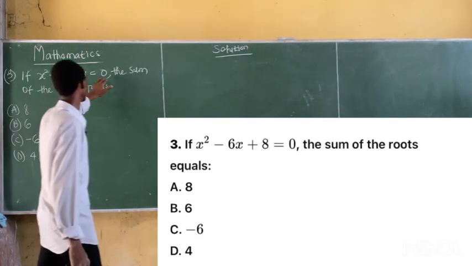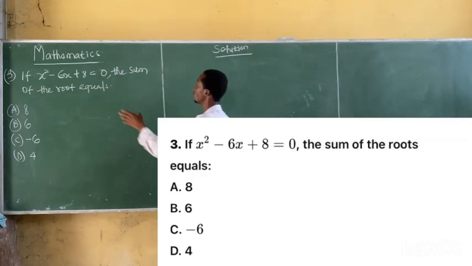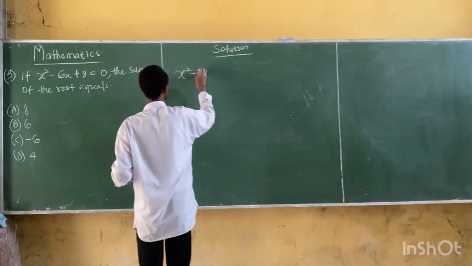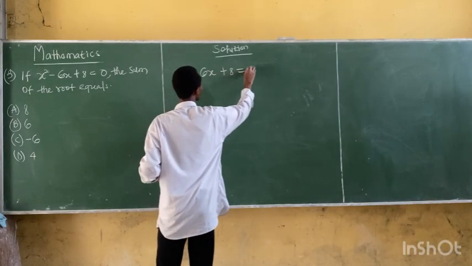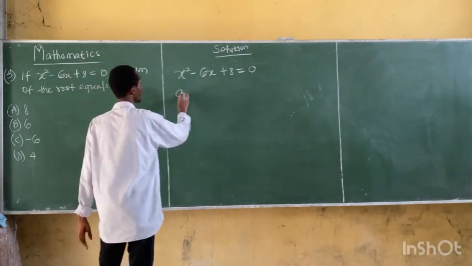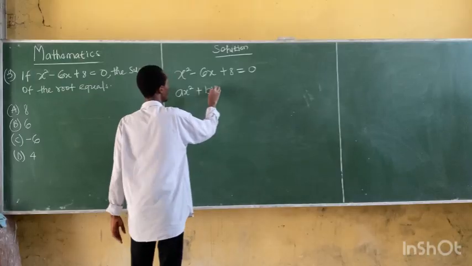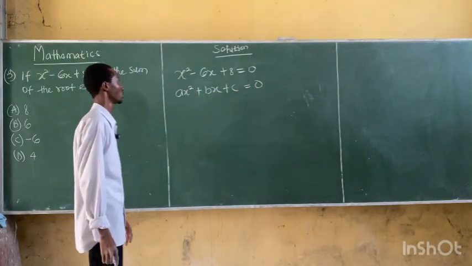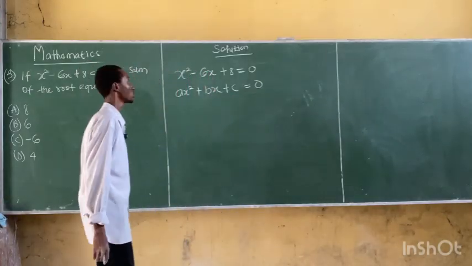Looking at this equation, it is a quadratic equation because the highest power of the unknown is 2. If we rewrite this equation, we have that x squared minus 6x plus 8 is equal to 0. A quadratic equation is of this form: ax squared plus bx plus c is equal to 0. This is the typical form of a quadratic equation.